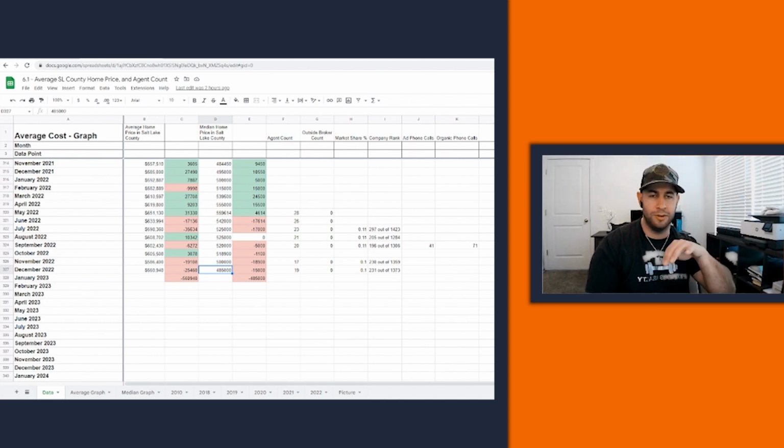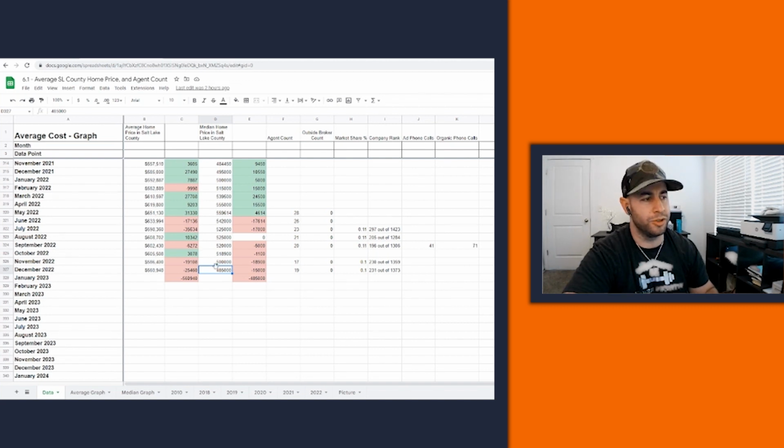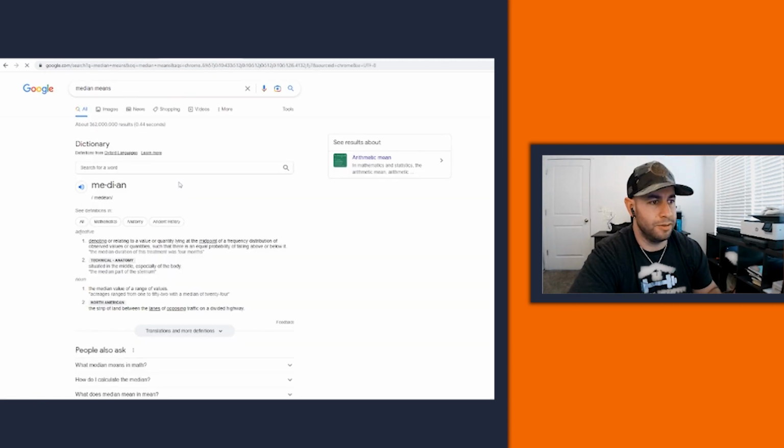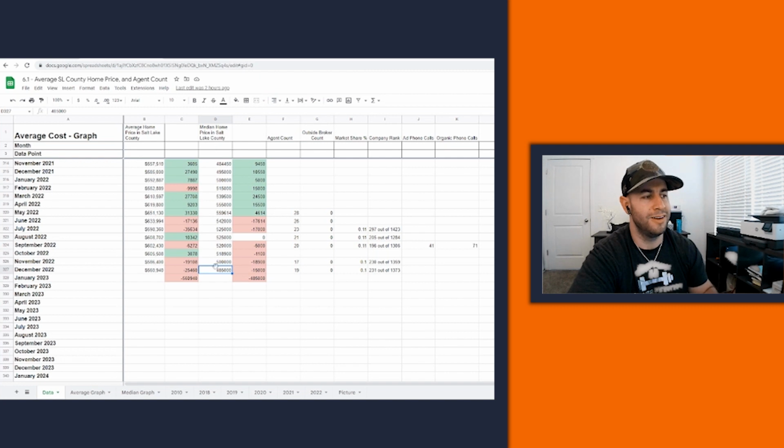Median is that number that is in the middle, or is that the one that shows up a lot? I should learn that. Let's see. Median means midpoint. Okay, great. So the median is that midpoint. All right, I think I said it right the first time. Whatever, I'm not going to go back.